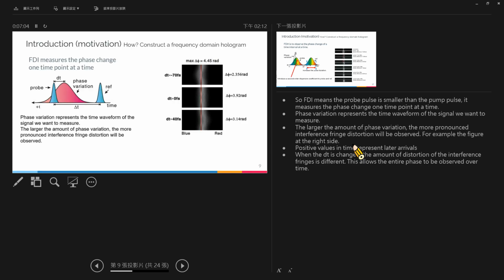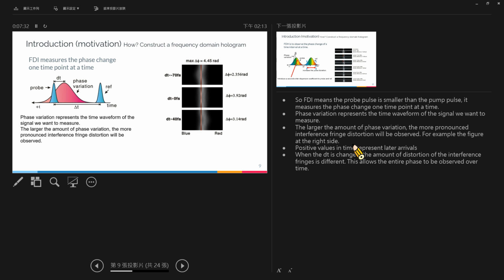Okay, so there's two different ways I can do it. The first one will be FDI, the frequency domain interferometer. It can measure the phase change one time point at a time, because the probe is smaller than this phase variation. The phase variation means the pump pulse. It is smaller, so it will measure one time point and then another time point.